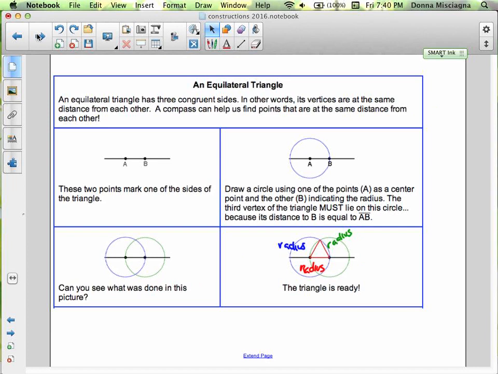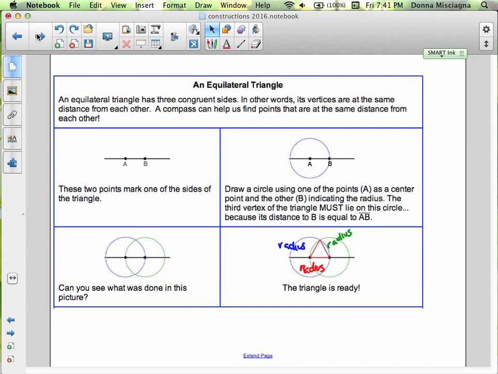What if you wanted to make an equilateral triangle? An equilateral triangle has three congruent sides. In other words, its vertices are the same distance from each other. A compass can help us find the points that are the same distance from each other. So these points here mark one of the sides of the triangle.